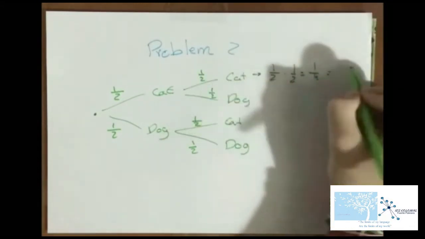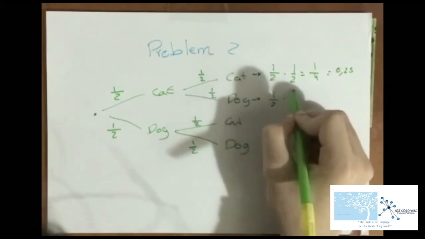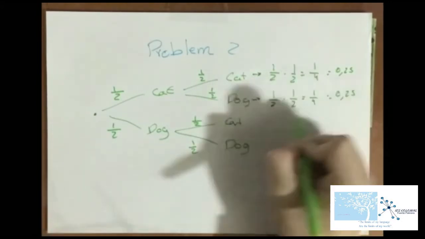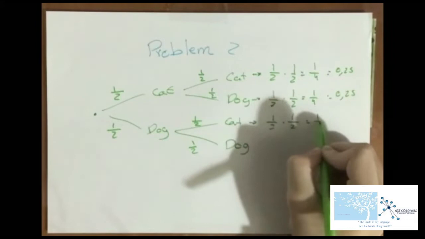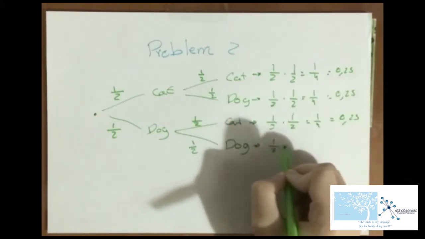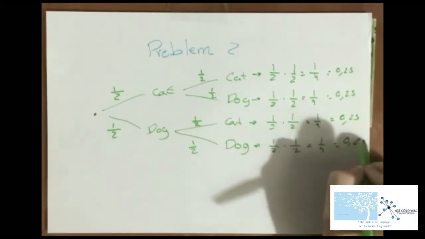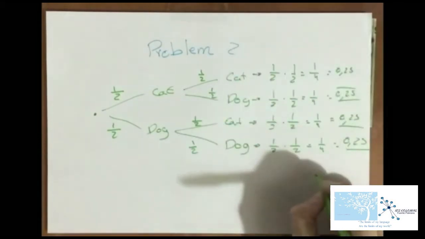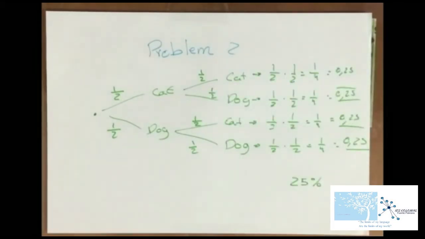And the solution is we are going to make the diagram for the experiment. We calculate the probability for each of the possible cases. When we move to the right, we multiply.